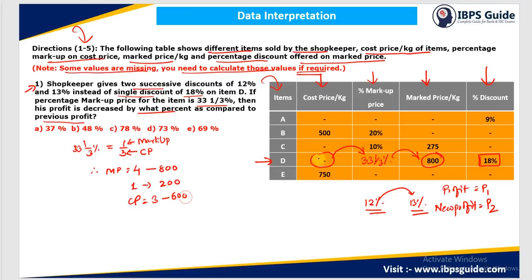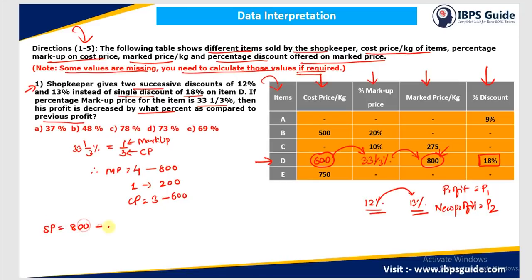So I have got this CP, and CP always remains constant. This will remain constant throughout this problem, right? Now if I am able to find this SP, then I can get this profit P1. Now this is my mark price and I am giving 18% discount. So SP will be what?